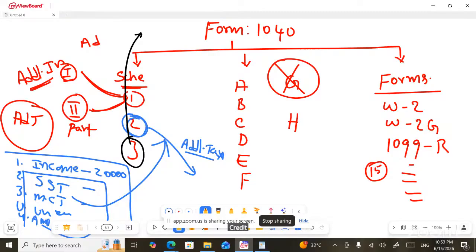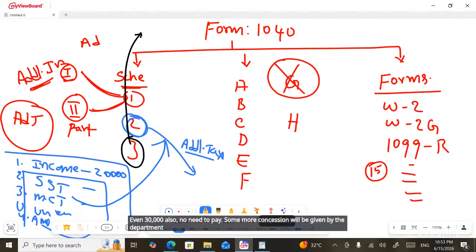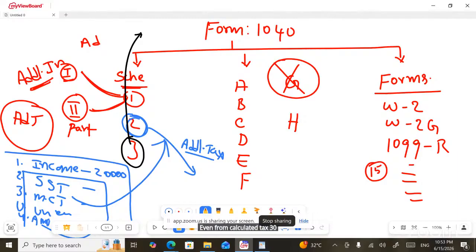Credit means that suppose our income is say 10 lakh. Various deductions and adjustments are there, say 7 lakh. Finally, taxable income is only 3 lakh. 3 lakh into tax rate, for example 10%, so the tax amount calculated is 30,000. Even that 30,000 we may not need to pay. Some more concession will be given by the department, even from the calculated tax of 30,000. That kind of concession is technically called tax credits.